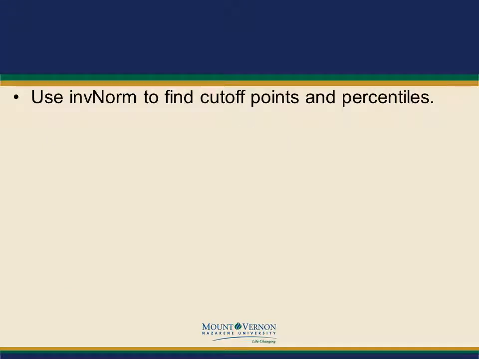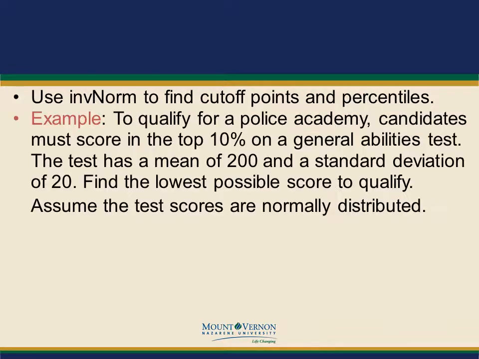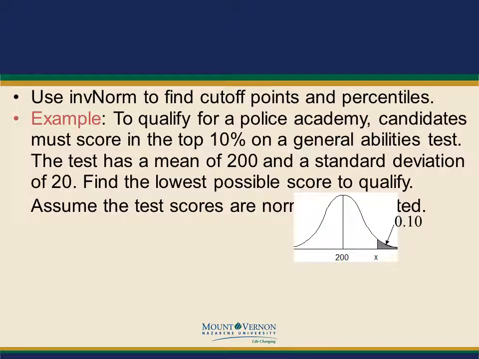We will use the inv norm to find cutoff points in percentiles. For example, to qualify for a police academy, candidates must score in the top 10% on a general abilities test. The test has a mean of 200 and a standard deviation of 20. We want to find the lowest possible score to qualify, and we're going to assume that the test scores are normally distributed. Notice that with this problem, the percentage that is given, 10%, belongs to the right of this test score, not to the left.